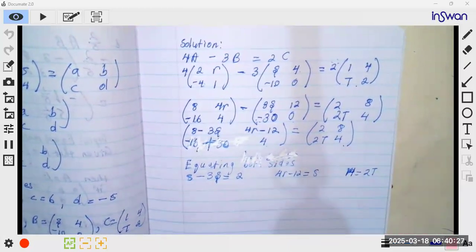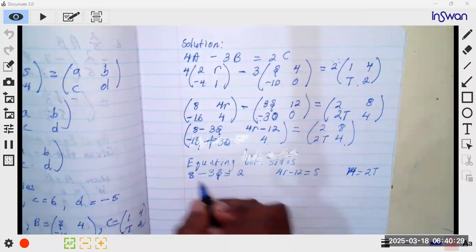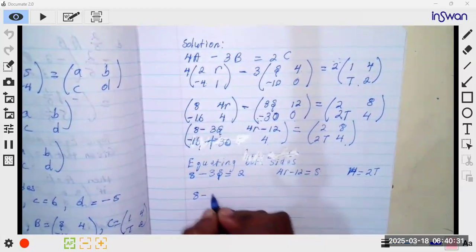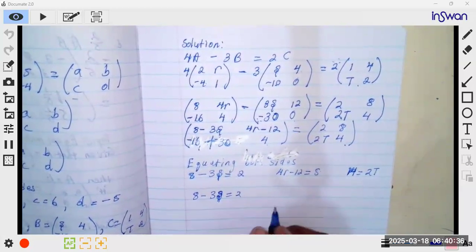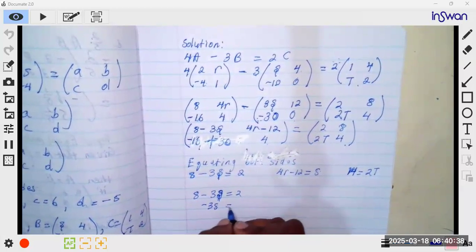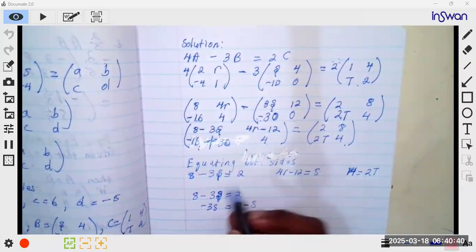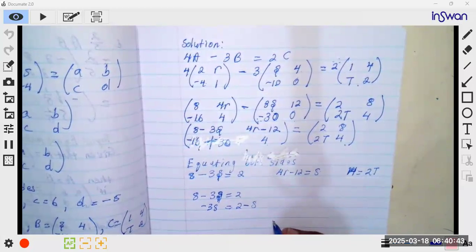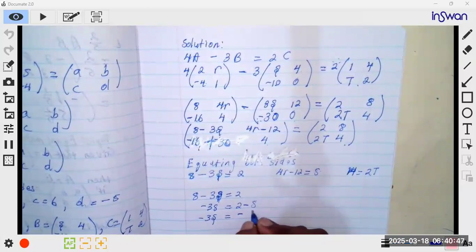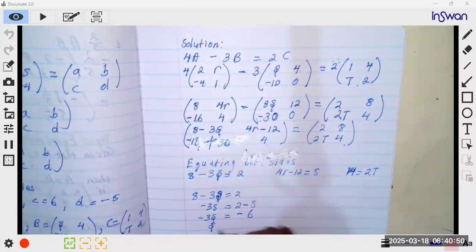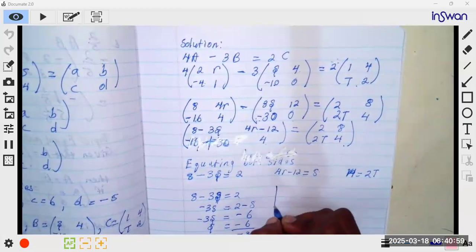So let's solve these equations. Here now, 8 minus 3s equal to 2. So minus 3s is equal to 2 take away 8. When the positive 8 goes across, it will become a negative. So minus 3s is equal to negative 6. So s will be equal to minus 6 divided by minus 3, and so you'll get your s value to become 2. So that's 1.